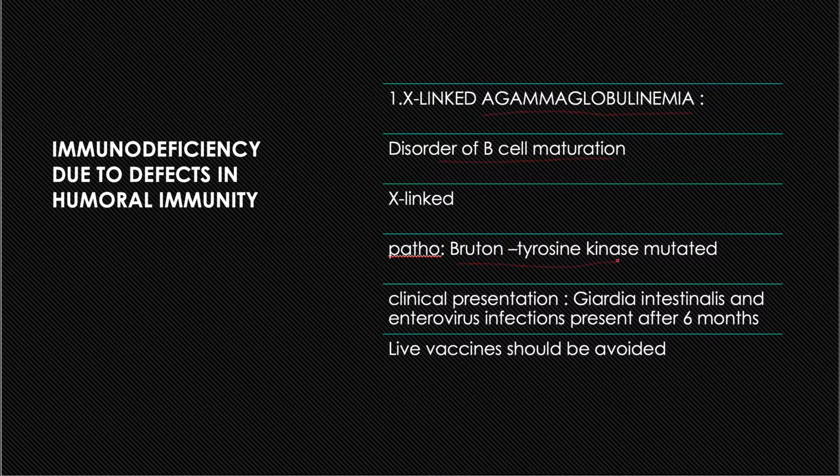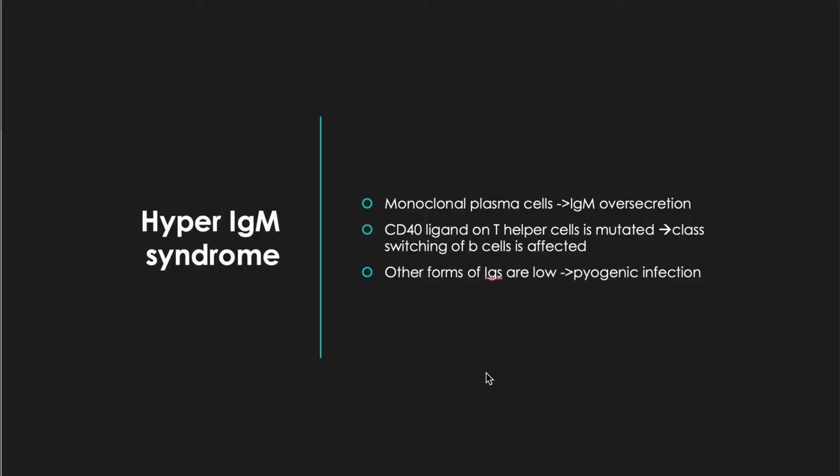The pathogenesis is mainly a mutation of Bruton tyrosine kinase, and patients usually present with frequent Giardia intestinalis and enterovirus infections, but they usually present after 6 months because breastfeeding will provide passive immunity until then. And live vaccines such as polio should be avoided for these kinds of patients.